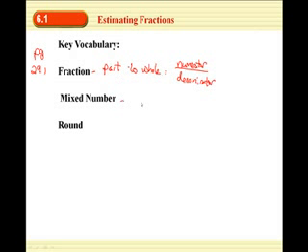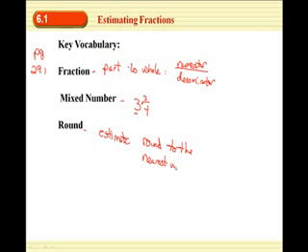A mixed number is a number that has a whole number on it, for example, 3 and 3/4. It has a whole number and a fraction, so it's always bigger than 1. And then round is something we use when we estimate. Most of the time we round to the nearest whole number.